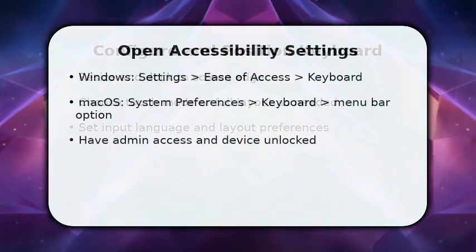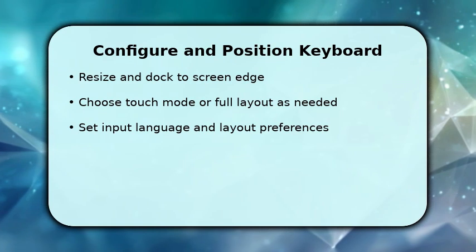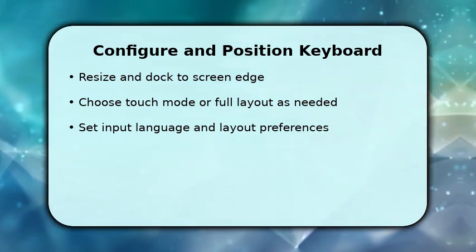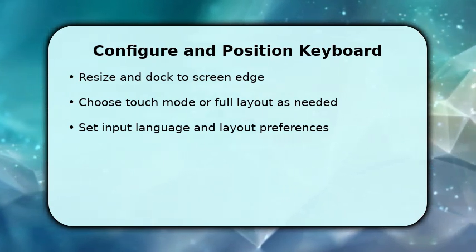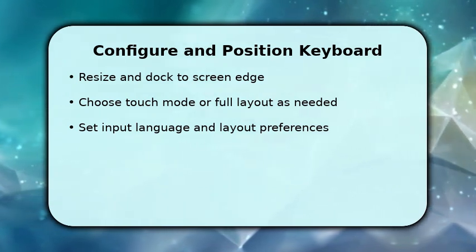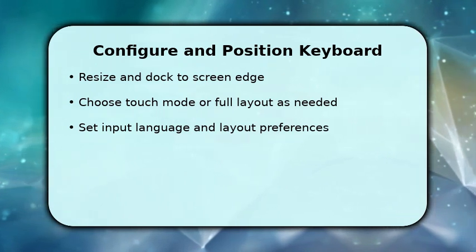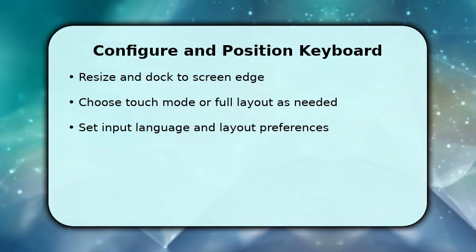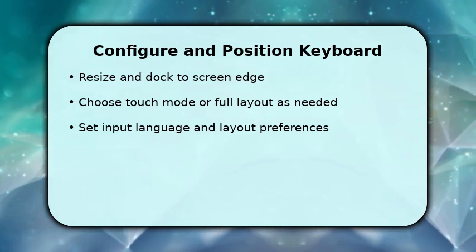Next, configure layout and placement so the keyboard works with your workflow. Resize the window by dragging corners and dock it to the bottom or side of the screen so it doesn't block content. Make sure you select the correct input language and layout. On Windows, use the language bar, and on Mac, use the menu bar viewer. Once done, switch to touch or condensed layouts if available to save space, and test typing in a text field to confirm key response and spacing.